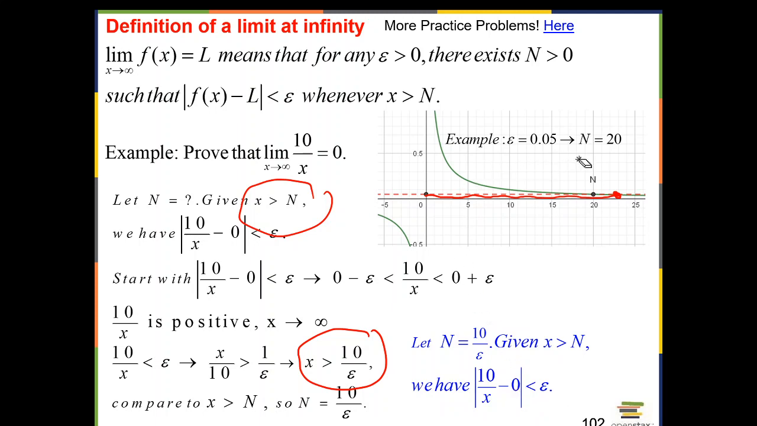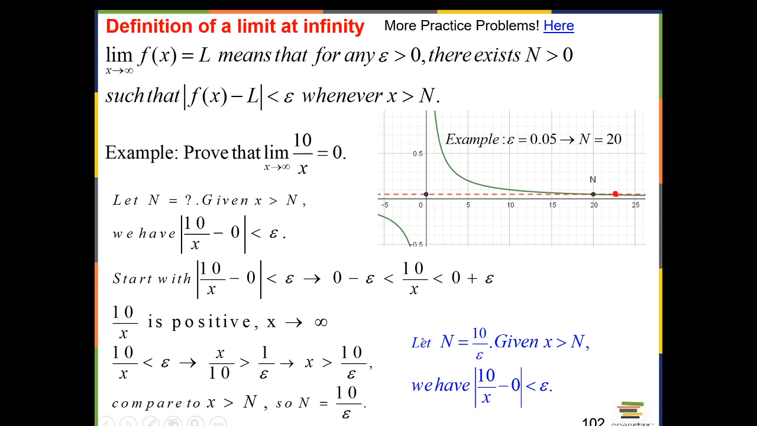And here's an example of N. If epsilon is 0.05, then N is 200. For every epsilon, we can find an N. After N, all the function values stay within 0.05 of 0.